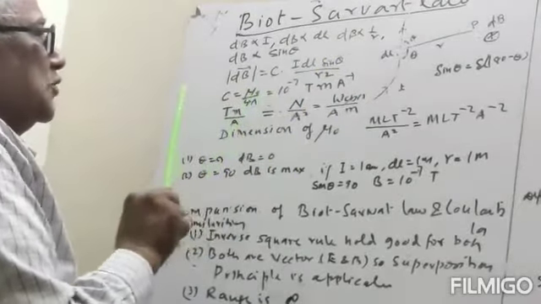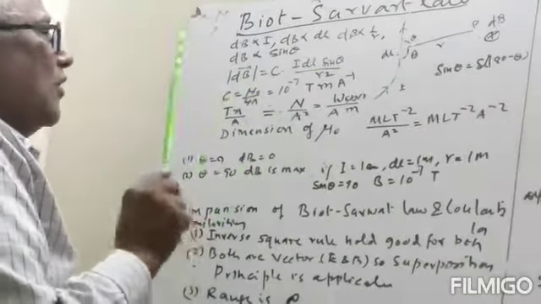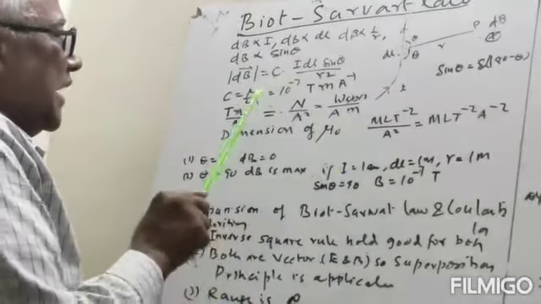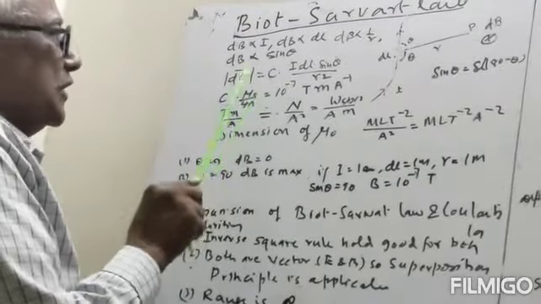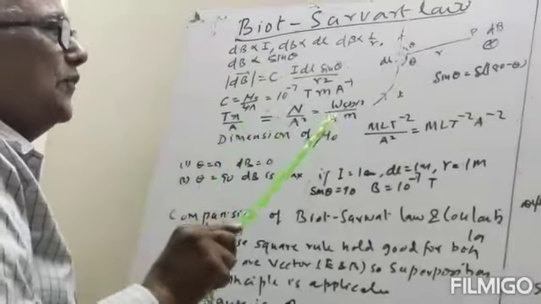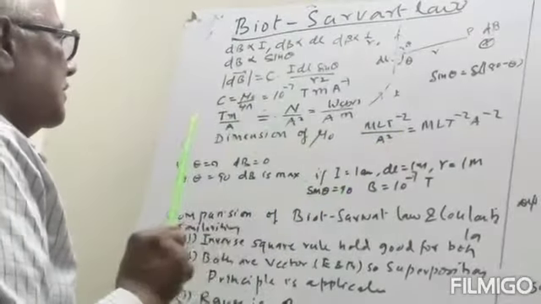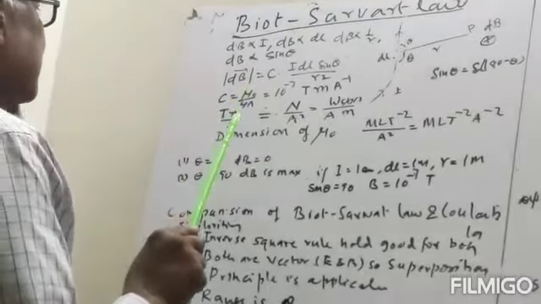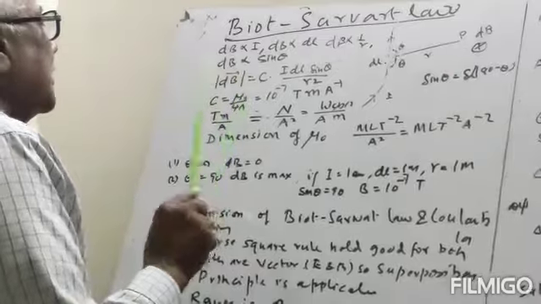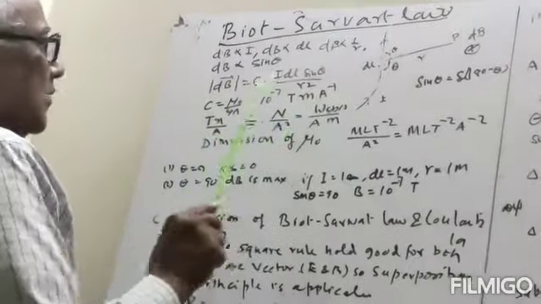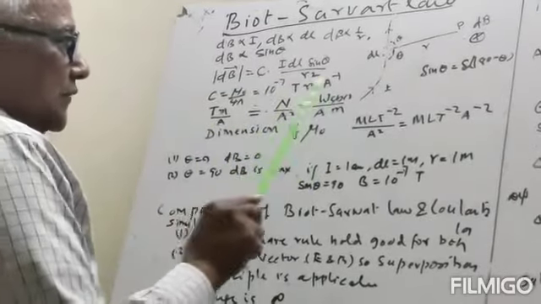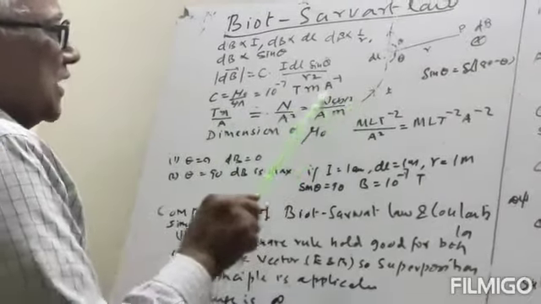Now what is mu 0? Mu 0 is the permeability of the medium, and the subscript 0 means it is free space. So mu 0 is the permeability of free space, or permeability of vacuum. What will be the unit of mu 0? The unit will be tesla meter per ampere, or newton per ampere square, or weber per ampere meter. These are all equivalent.